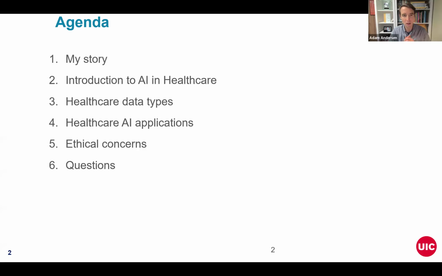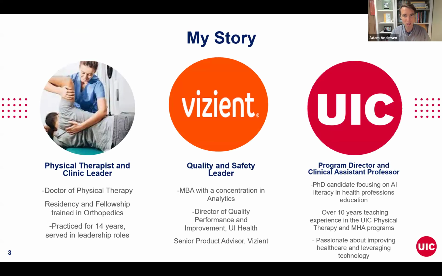So really quick, just to talk a little bit about my background, I think the best way to describe my career is in different chapters. I've had three main chapters of my career. My first chapter started as a clinician. I worked as a physical therapist for 14 years. I specialized in orthopedics, went through residency and fellowship training in orthopedics. I earned my doctor of physical therapy, and I really loved being a clinician.